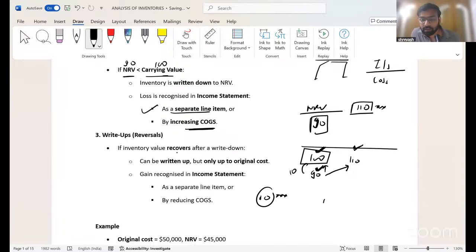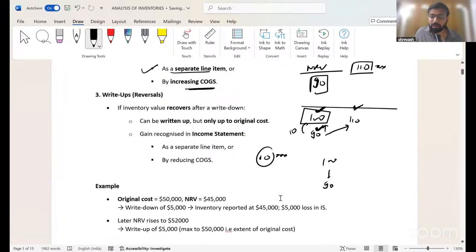Sir, earlier it was at 100, then you reduced it to 90. Now are you telling me that you need to increase it back to 100? Yes, that's what I will do. I will increase the value of inventory back to 100. So that means, are you telling us that it's a profit? Earlier you recognized 10 rupees as a loss. This is a profit? Yes, it's a profit. It's a gain. How do you recognize this gain?